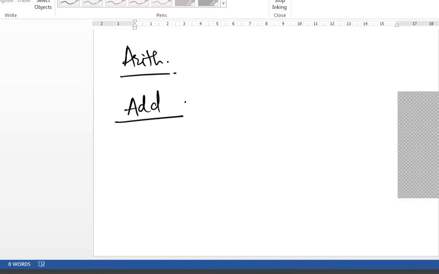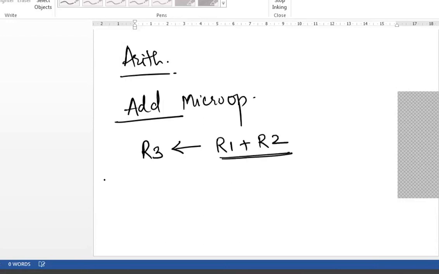Okay, so first of all, when I talk about simple add micro operation, what is it? When I write like this, R3 arrow R1 plus R2. Always right-hand side is solved first. Whatever is the answer would be transferred to register R3. So this is my add micro operation.